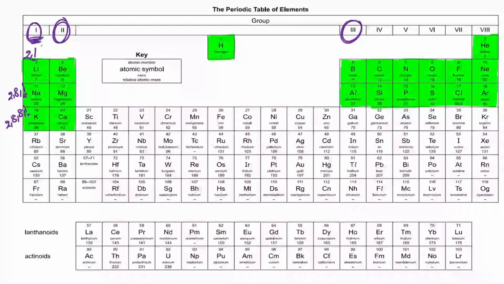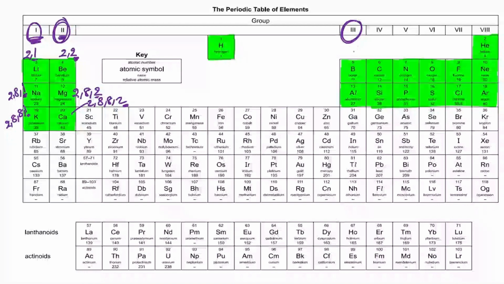What about group 2? It starts with beryllium. Beryllium is 2-2. Magnesium 2-8-2. Calcium 2-8-8-2. So here also the group number, which is 2, is equal to the number of the outer shell electrons.